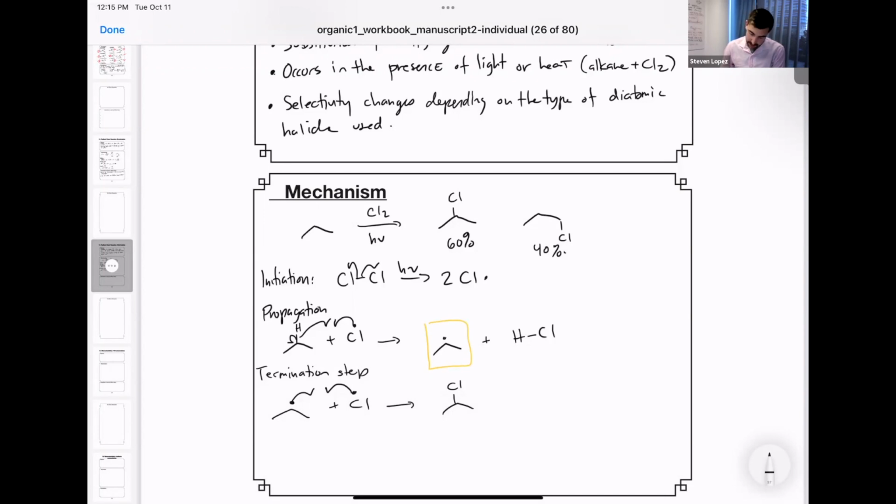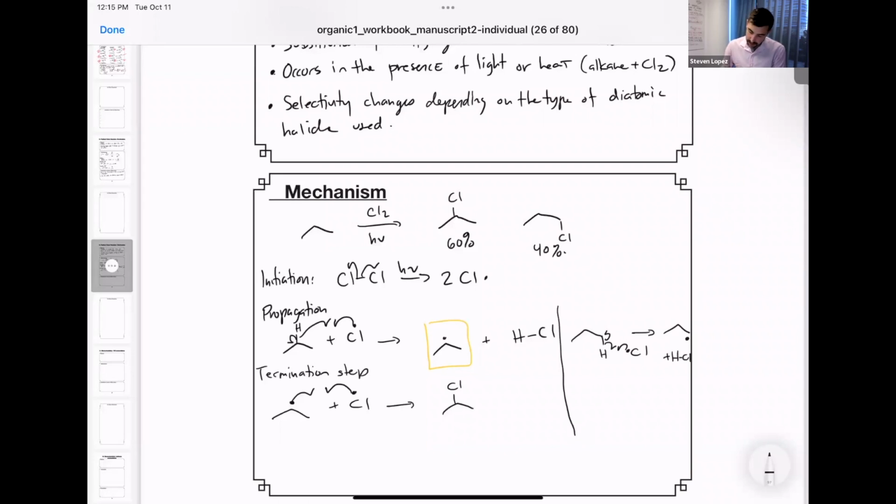So the initiation is the same, but now you use the chlorine radical to abstract at the 1 position, which leads to the primary radical plus HCl.